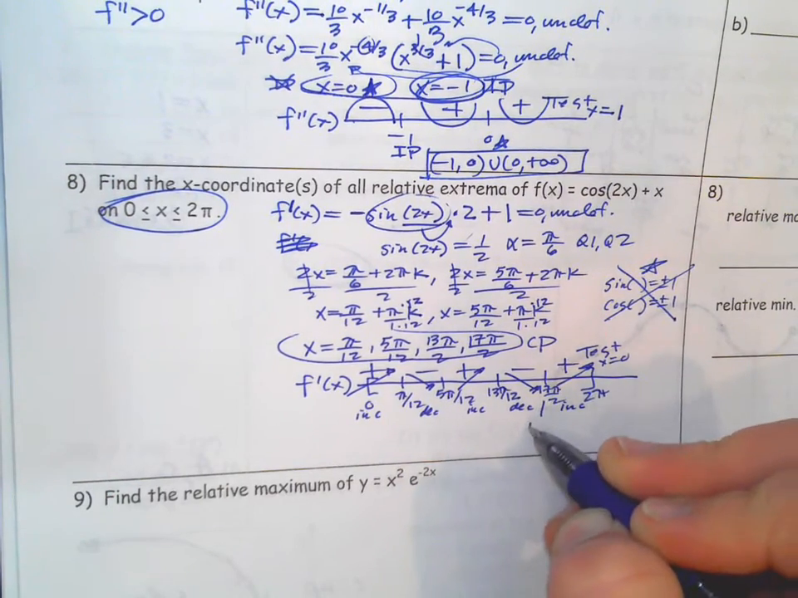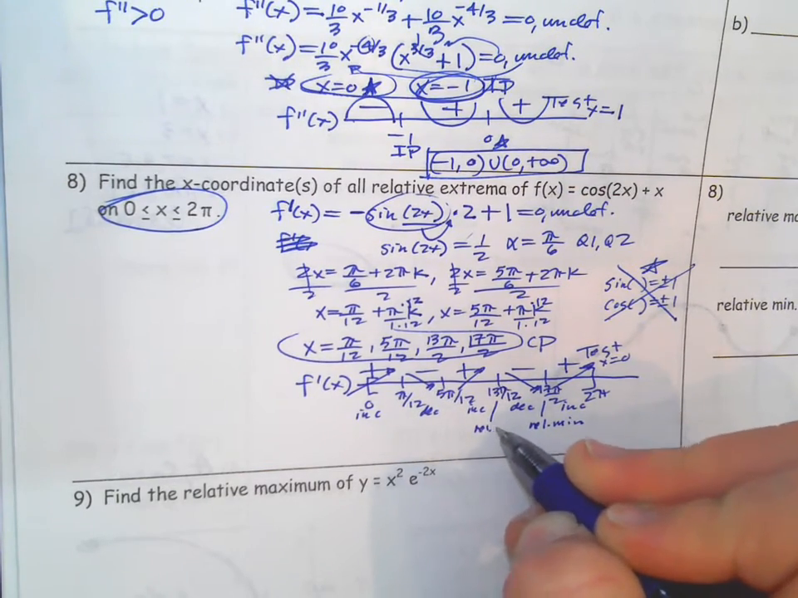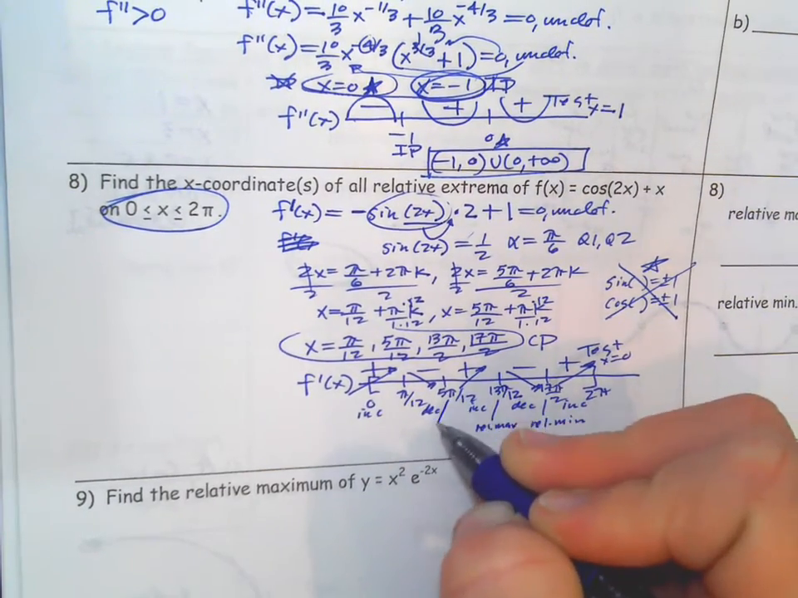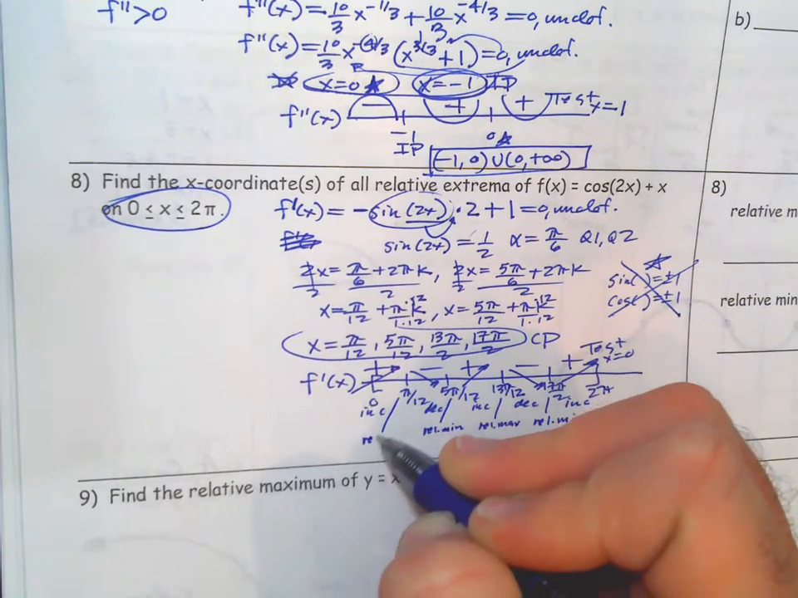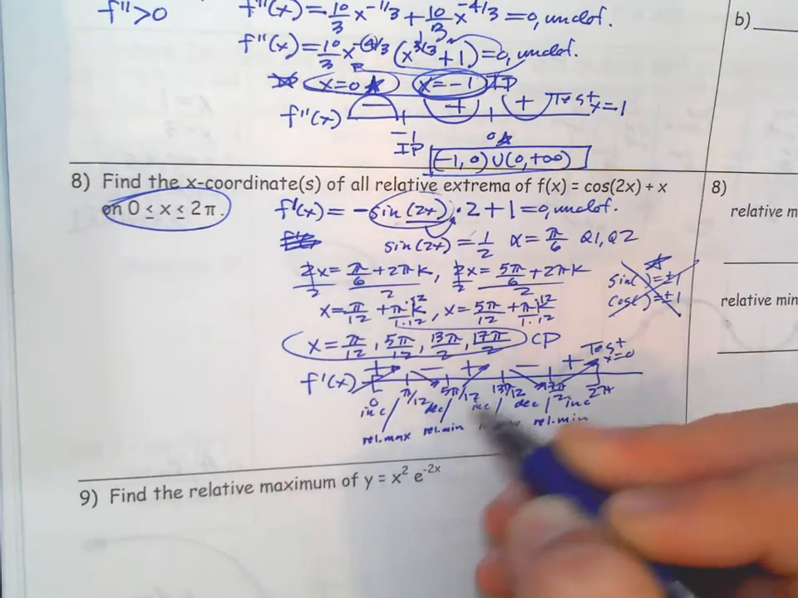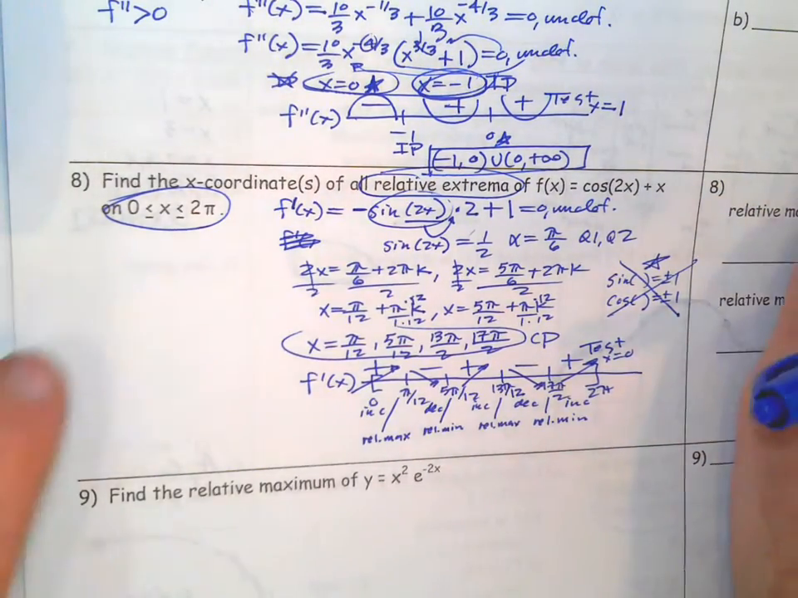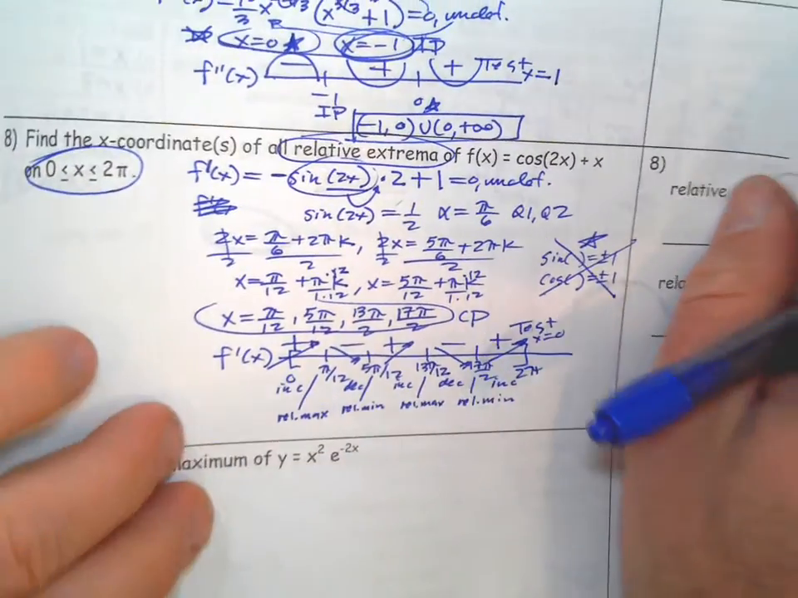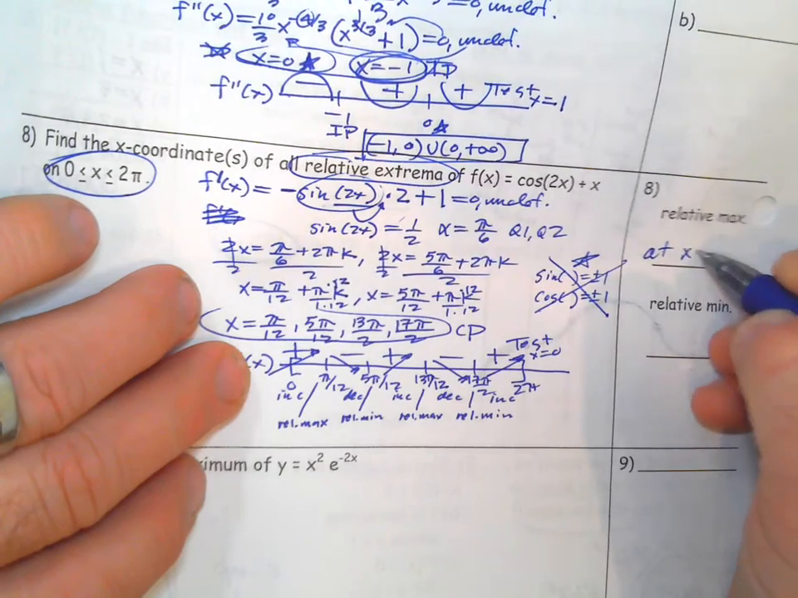This is a relative min. This is a relative max location. This is a relative min. And this is a relative max. So we wanted all relative extrema. That's relative maxes and mins. So the relative max is at. You want to emphasize at.